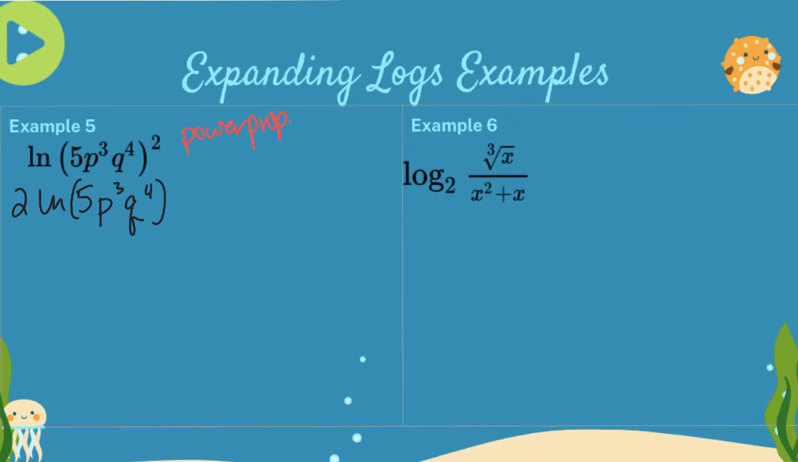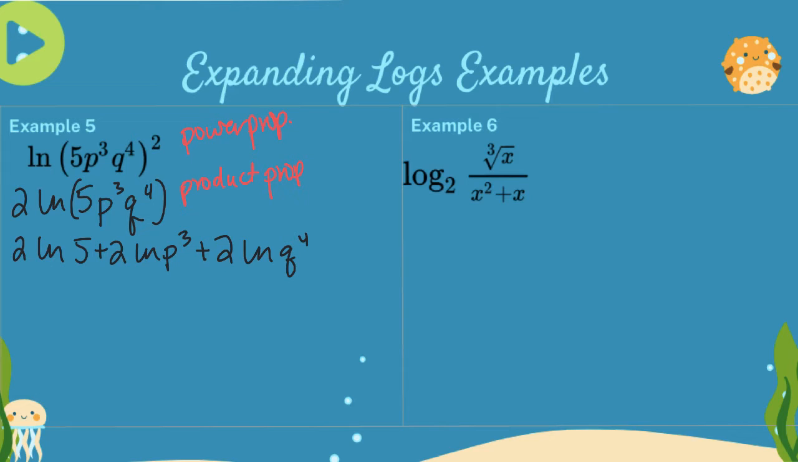Now, all of these numbers, 5, p, and q, those are all multiplied to each other, so I can use the product property and expand them all, but I have to make sure that I put the 2 in front of every term. So this would become 2 ln 5 plus 2 ln p cubed plus 2 ln q to the 4th.